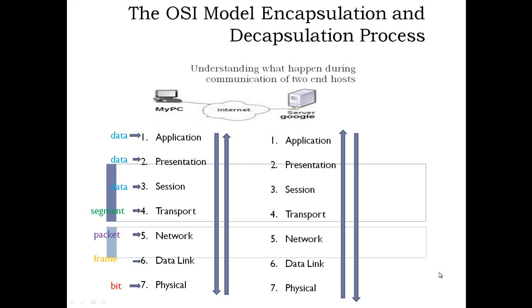Today I'm gonna pick up where I left off from the previous video, talking about the OSI model. We need to really understand what happens when network devices communicate over a network.